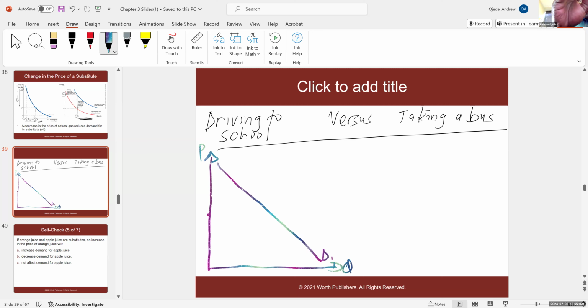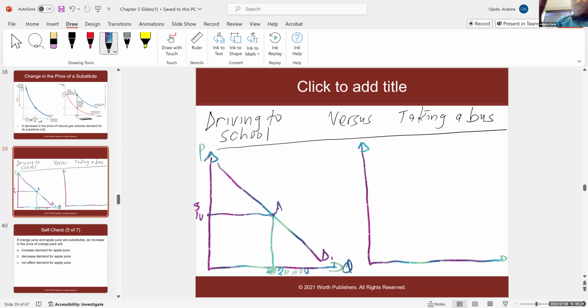Okay, so let's just say it costs you $10 to drive to school every day. I'll just say this is Q. Let's say the number of students at Texas State who will drive to school is 20,000. So 20,000 students will drive to school. So we are at this point A on this demand curve. And let's look at the number of students. Let's say the number of students is equally split. Let's say there are 40,000 students who attend Texas State. So this is a market for driving to school. This is a market for taking the bus.